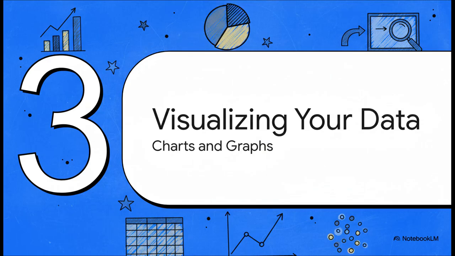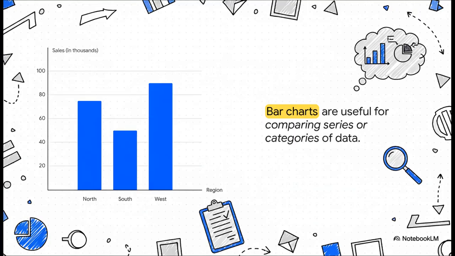But sometimes the best report isn't a report full of text at all. And that brings us to the visual side of our toolbox: charts and graphs. These things are absolute game changers for spotting patterns and trends that would be nearly impossible to see in a big table of numbers. Bar charts are your best friend when you need to compare things. How are sales in the East versus the West?